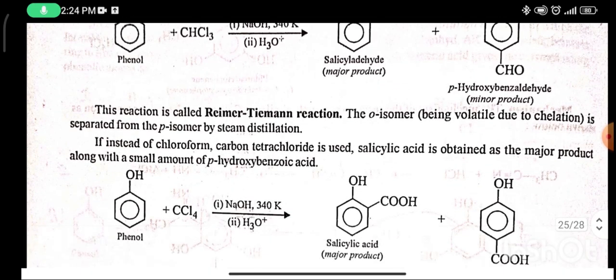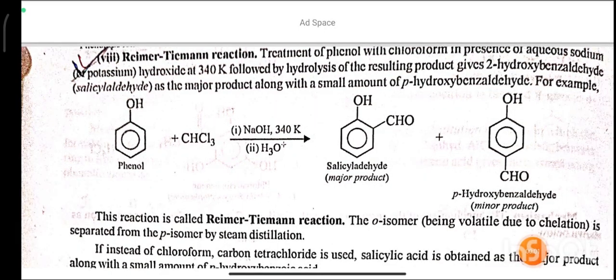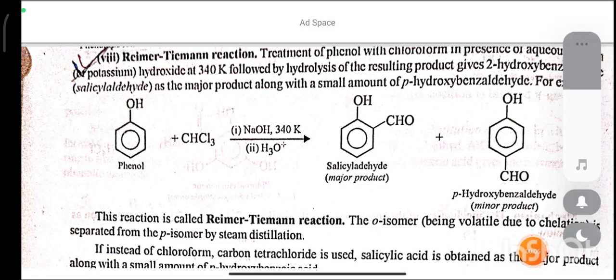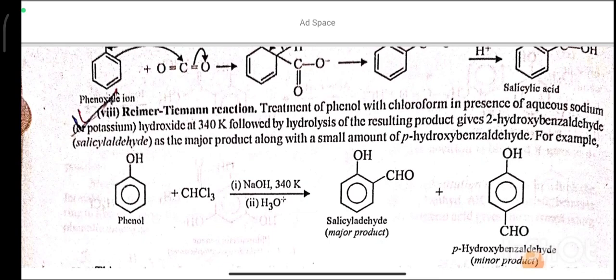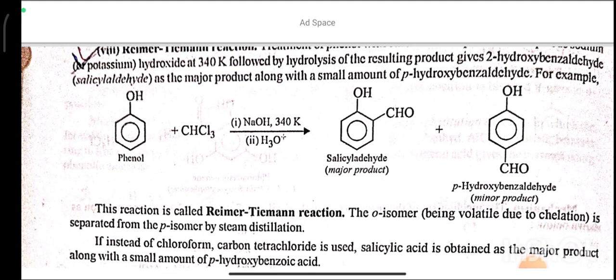Reimer-Tiemann reaction. The treatment of phenol with chloroform in the presence of aqueous sodium or potassium hydroxide at 340 Kelvin followed by hydrolysis of the resulting product gives 2-hydroxybenzaldehyde, salicylaldehyde, as the major product along with a small amount of para-hydroxybenzaldehyde.